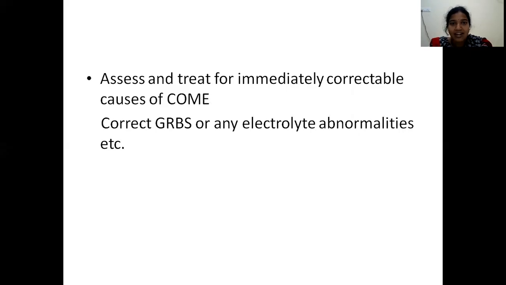Okay, so correct GRBS or any electrolyte abnormalities. For correction of GRBS, we usually go for IV 5% dextrose or DNS. We usually don't give 10% dextrose intravenously in children because of its hyperosmolality.